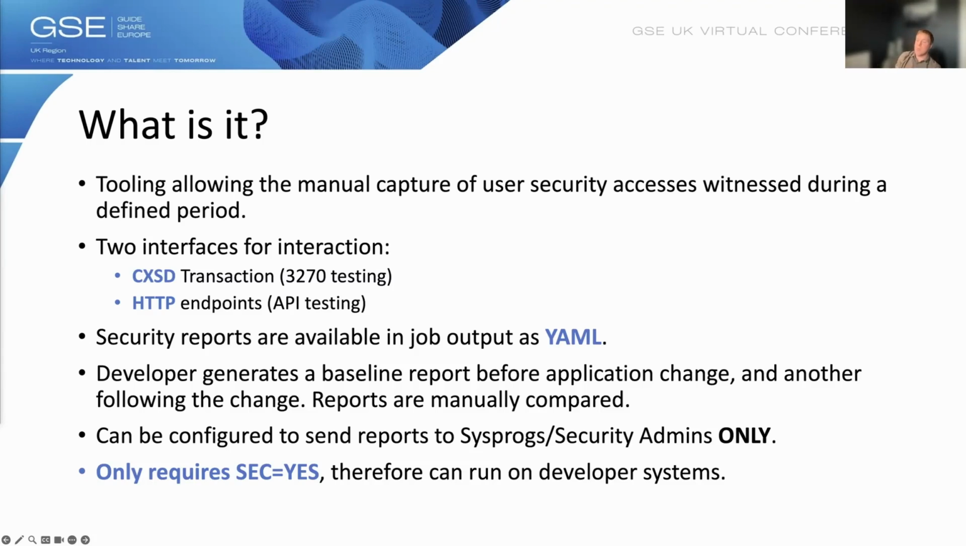Now, I've just given an example of a developer doing the comparing, but you could also set up SDC to send the reports not to the developer, but immediately to the security admin, and they can be alerted, and then they can do the comparisons so they know what's going on without the developer having to send emails around and contacting them. There's nothing really special that needs to be in place to run SDC. It just simply needs security to be switched on so that you can log in as particular users. And therefore it can run on developer systems. No special security needs to be set up.